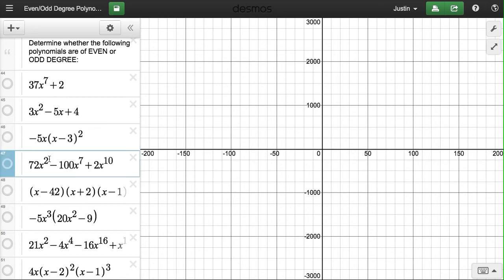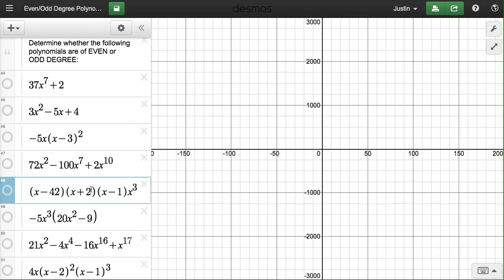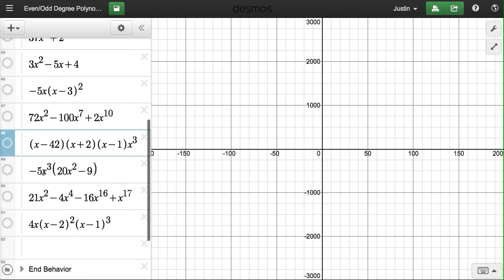Let's move on to this next one. I have degree 2, 7, 10. So what's the degree? That's right, 10. So it's even. Moving down here, I have degree 1, 2, 3, and there's 3 there, so that's 6. So this is degree 6, and it's even. I have a 3 here and a 2 here, and I'm multiplying them, so that means this is degree 3 plus 2, so 5. This is degree 5, so it's odd.